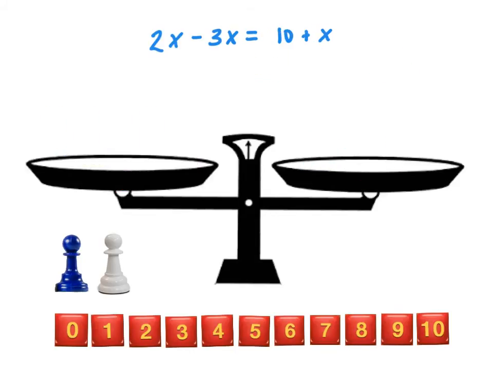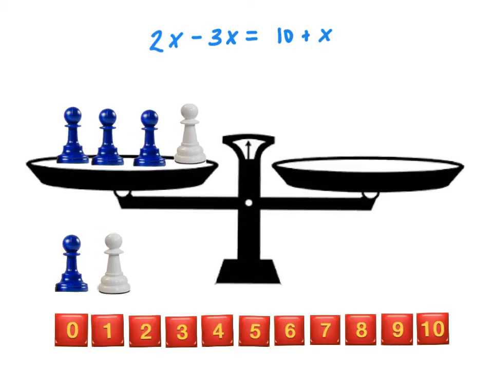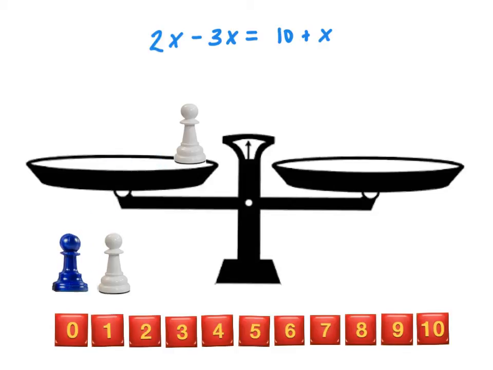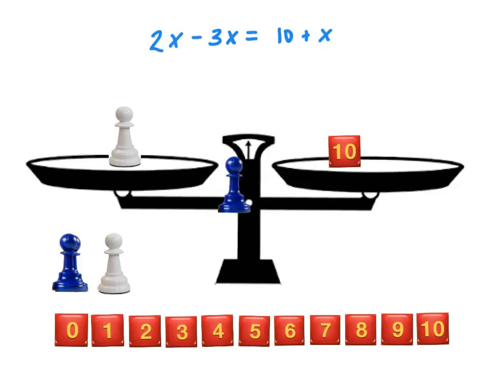Here's one last example that you can try on your own by pausing the video, and then come back and check your solution. The first thing that we want to do is we want 2 x's, and then we want to subtract 3 x's. Well, I don't have 3 x's to subtract. So I'm going to have to add a zero pair and then subtract 3 x's. On the right-hand side, I want 10 plus x.